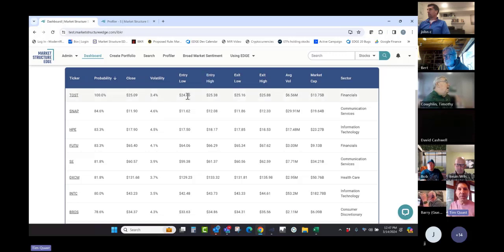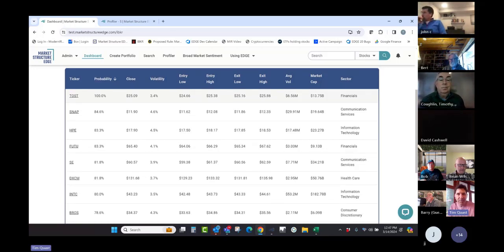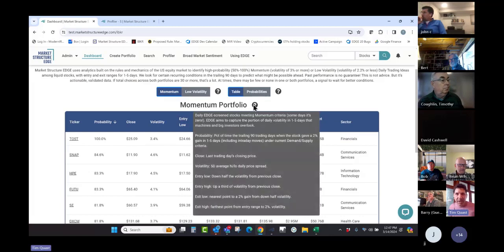Exiting up 2% from here would be 25.16. Up 2% from here would be 25.88. And you might get a lot more. Sometimes you get more. I'm just saying we're calculating get 2%. And you want to do that in 1 to 5 days. So we've made this pretty clear. We've said, okay, we've screened for criteria. The probability is based on a gain in 1 to 5 days.